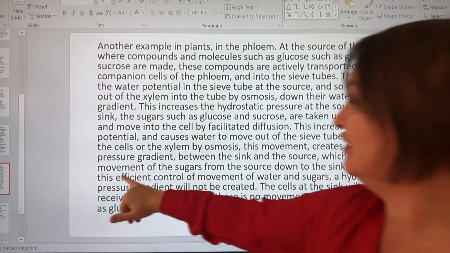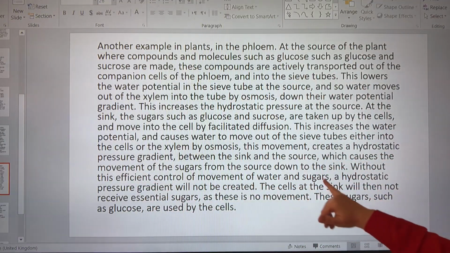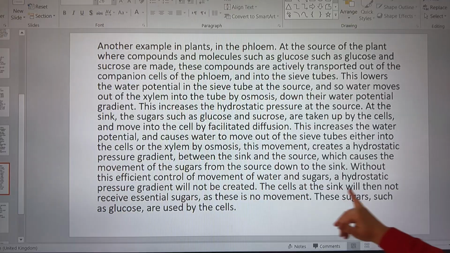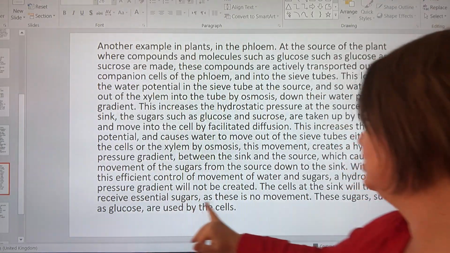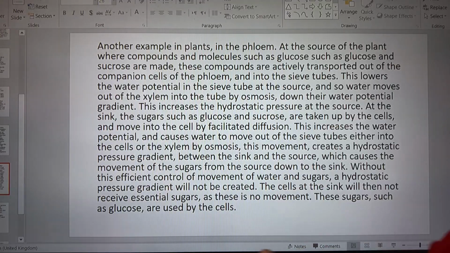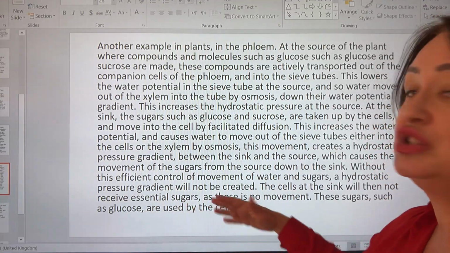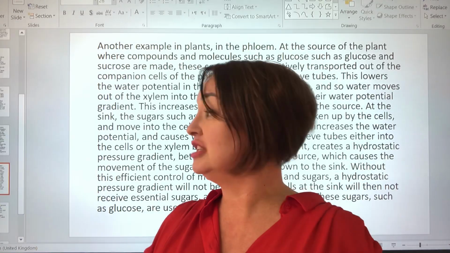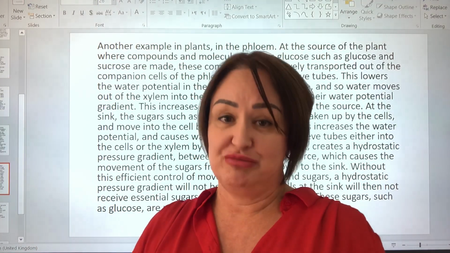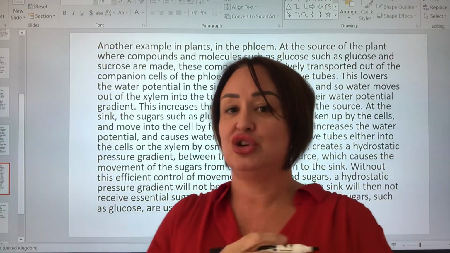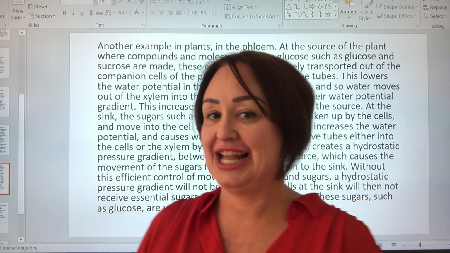Without the efficient control of movement of water and sugars, a hydrostatic pressure gradient would not be created. The cells at the sink will then not receive essential sugars as there is no movement. These sugars such as glucose are used by the cells. There are a couple of typos in there because they've been typed up from student responses, but then again, it just shows you how important it is to make sure that your handwriting is clear and legible.